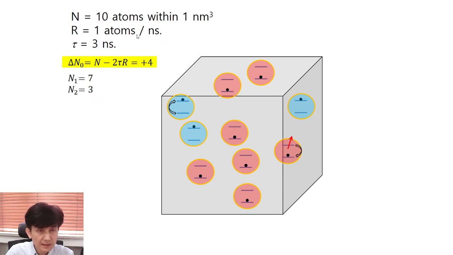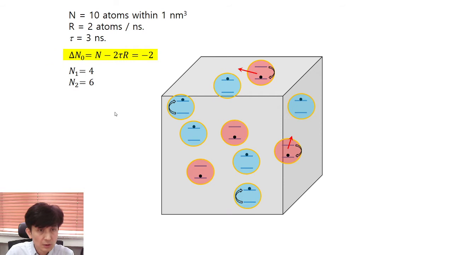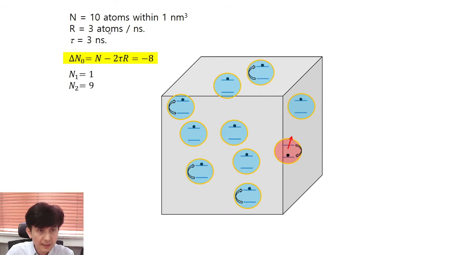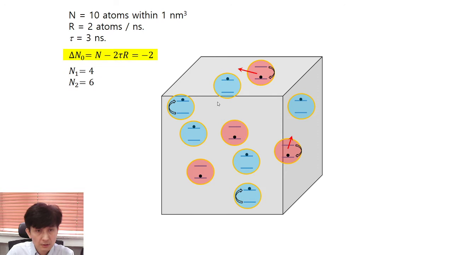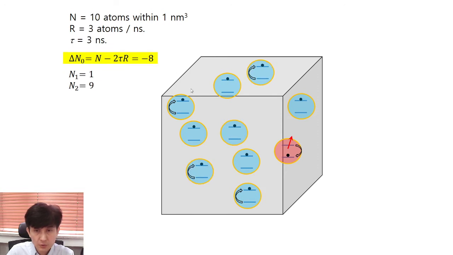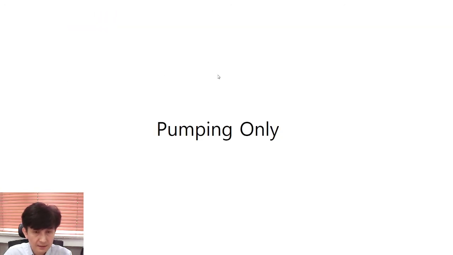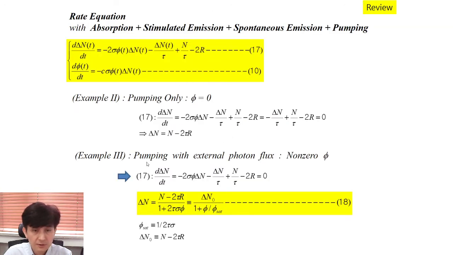So by increasing the pumping rate from 1 atom per nanosecond to 2 to 3 atoms per nanosecond, we can increase the population inversion from +4 to -2 and -8. That's the graphical interpretation of the pumping effect by using this equation.